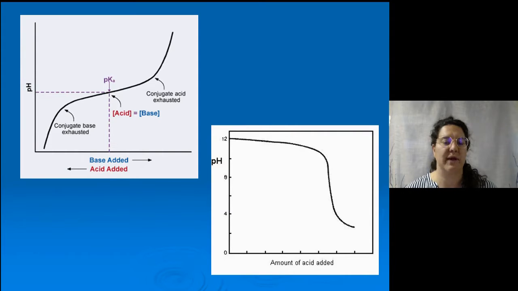Here we can see a buffer in action where we have resistance to a change in pH until we reach a certain point and the conjugate acid is exhausted, and then the pH can swiftly increase. We can see the opposite on the other chart, where with the amount of acid changing, we don't see a great change in pH until all of a sudden we've reached the end of the buffering capacity, and then we have a drastic drop in the pH.